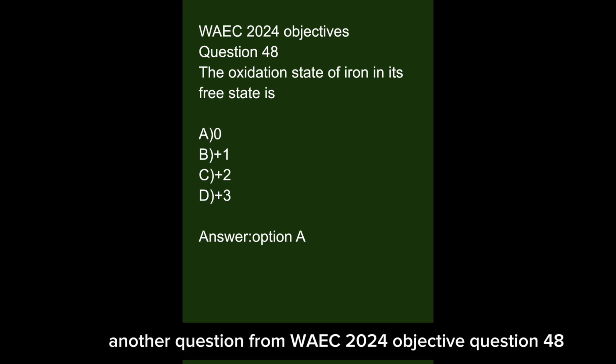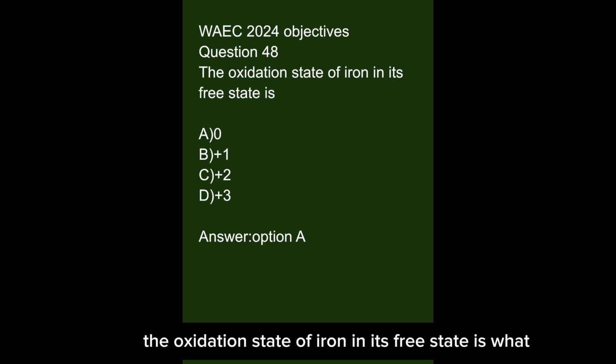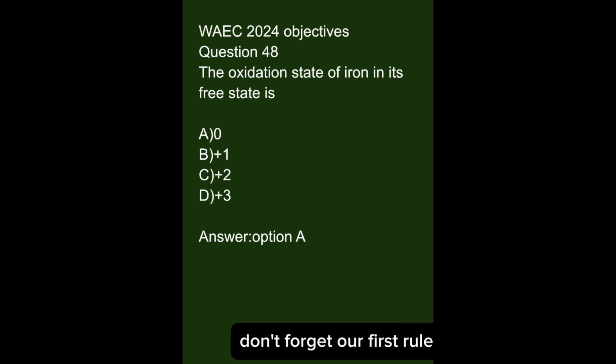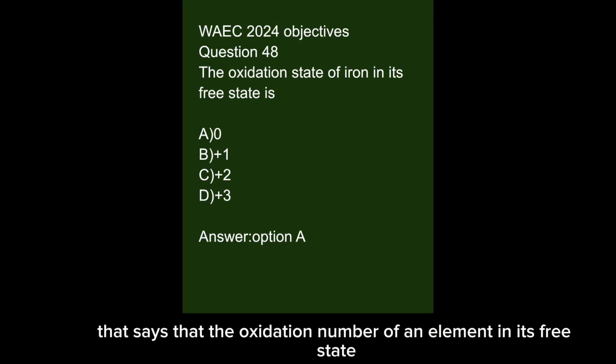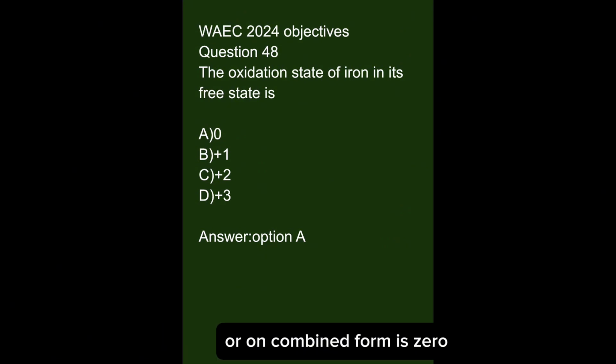Another question from WAEC 2024 objective question 48. The oxidation state of iron in its free state is what? Don't forget our first rule that says that the oxidation number of an element in its free state or uncombined form is 0. So our answer is option A, 0.